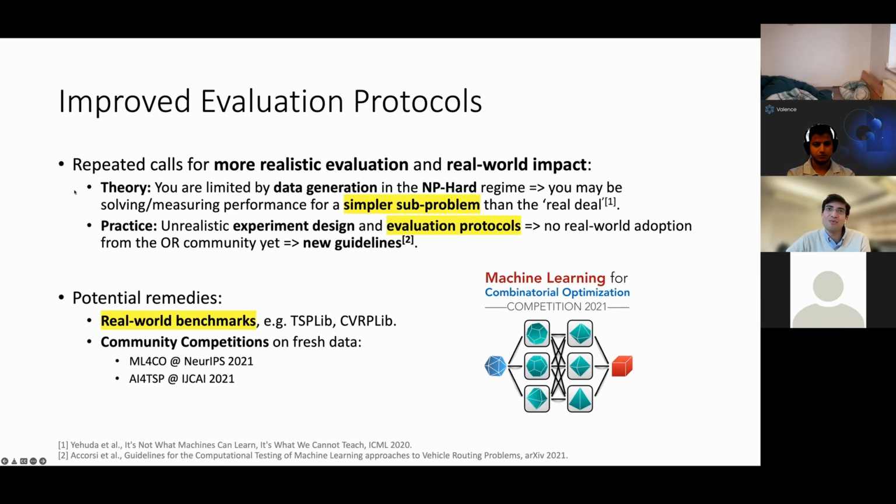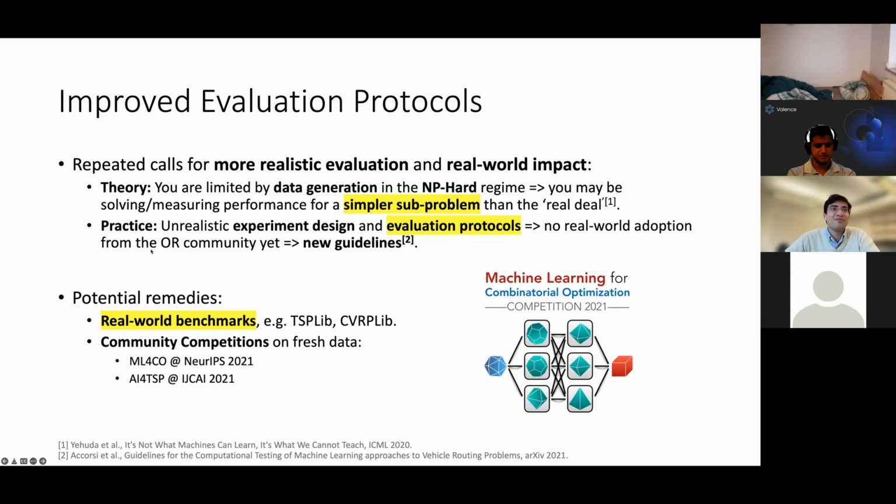So in theory, what I was talking about is when you evaluate these algorithms, you generate data. When you train these algorithms, you generate data about an NP-hard problem. But there's work showing that whenever you generate data, you might be generating data for a simpler subproblem as opposed to the real NP-hard problem. So the title of this paper is really interesting. It says, it's not what machines can learn, it's what we cannot teach. So their thesis is that you cannot actually teach a model to solve NP-hard problems.